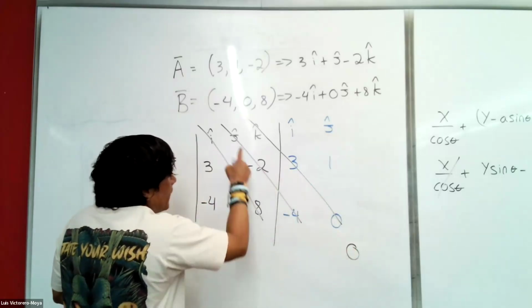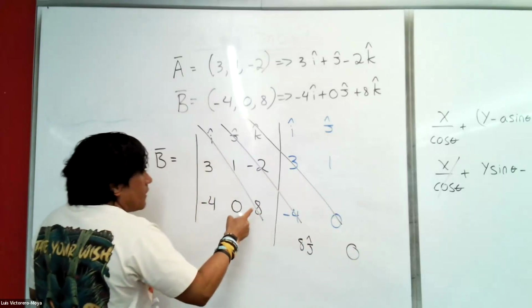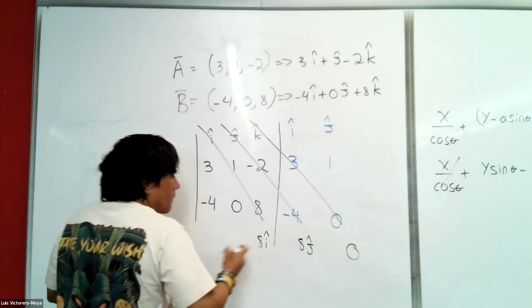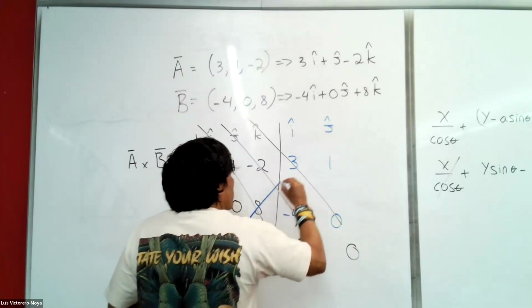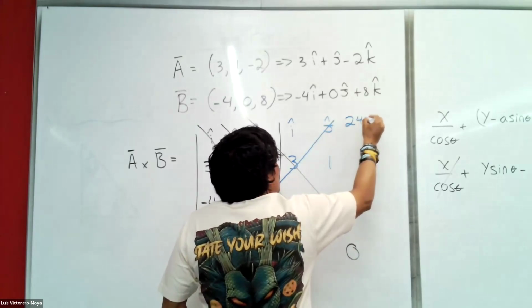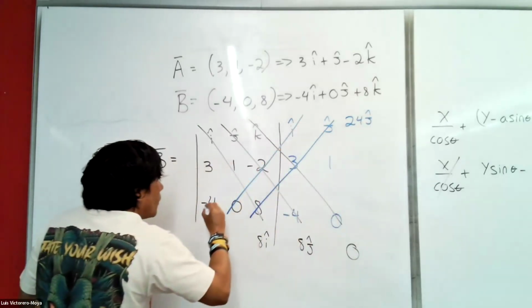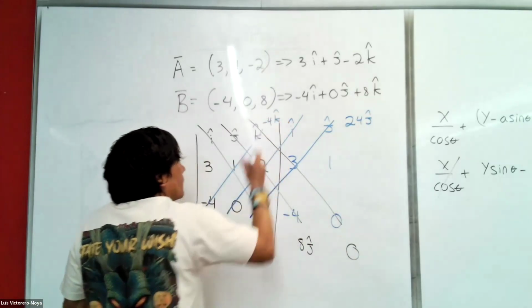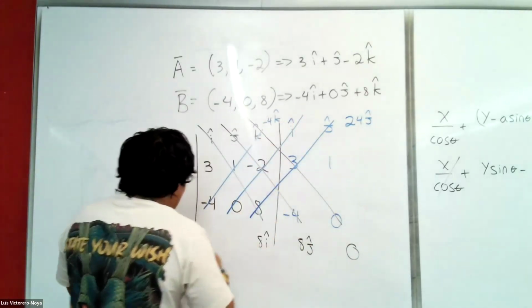So there, there, there. So times 0, 0. -2 times -4 is 8j. 8 times 1 times i is 8i. All right. And then I do it like this. 8 times 3 times j, 24j, 0, -4 times 1 times -4k. So the answer will be the bottom minus the top.